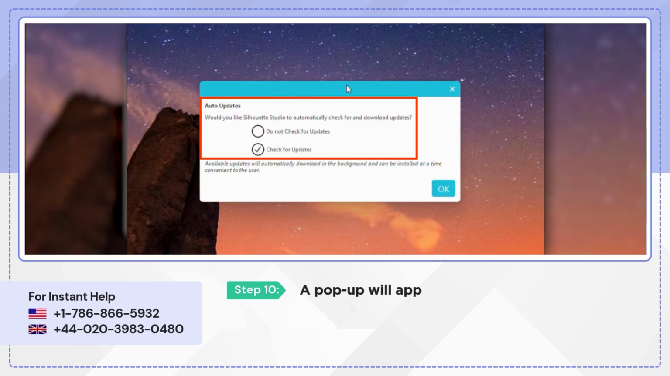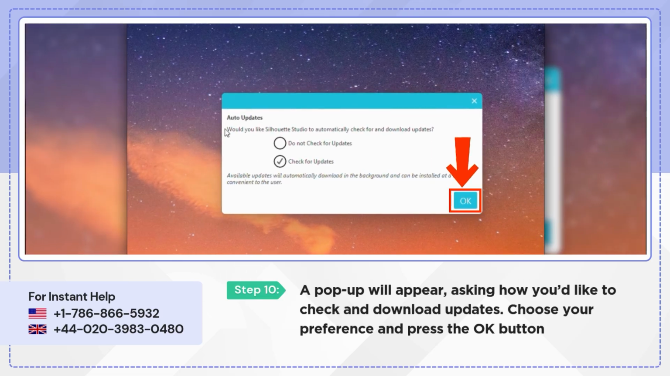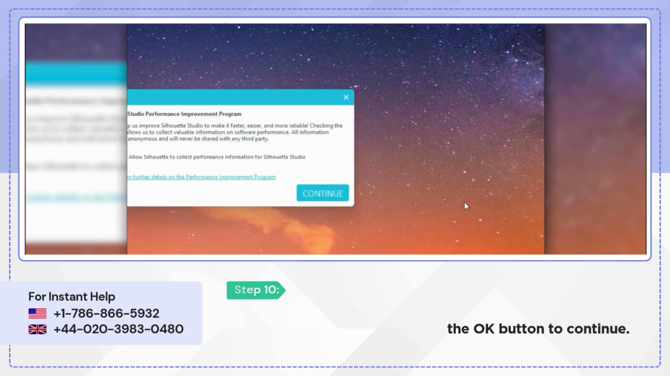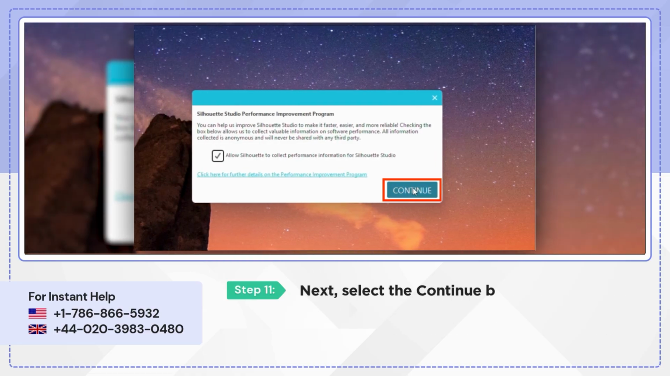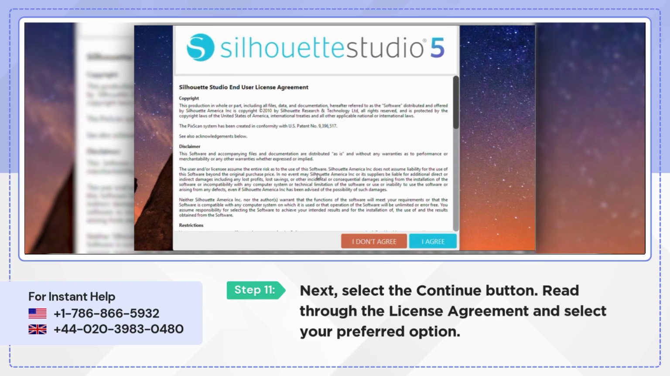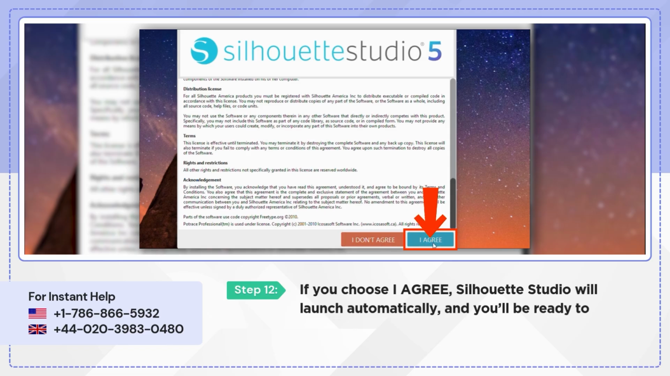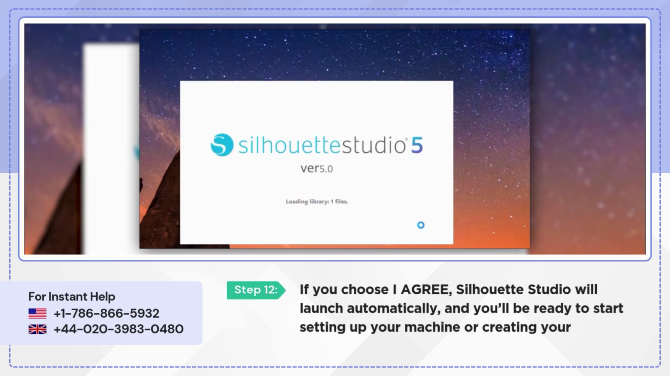A pop-up will appear asking how you would like to check and download updates. Choose your preference and press the OK button to continue. Next, select the Continue button. Read through the license agreement and select your preferred option. If you choose I agree, Silhouette Studio will launch automatically and you will be ready to start setting up your machine or creating your project.